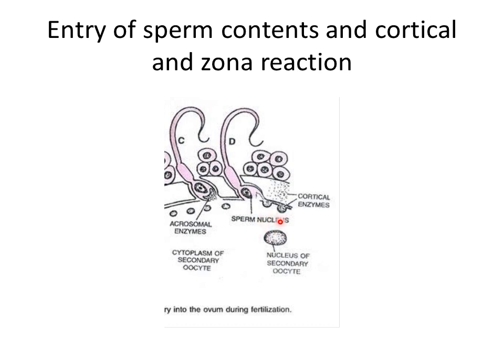So when the contents enter, two reactions occur. One is the cortical reaction and the second one is the zona reaction. So what is cortical reaction? As soon as the sperm contents enter the ovum, the cortical granules of the ovum fuse with the oolemma and release their contents into the extracellular space around the ovum. The material released from the cortical granules, mainly the hydrolytic enzymes, quickly diffuses into the zona pellucida and initiates the zona reaction. So this was the cortical reaction.